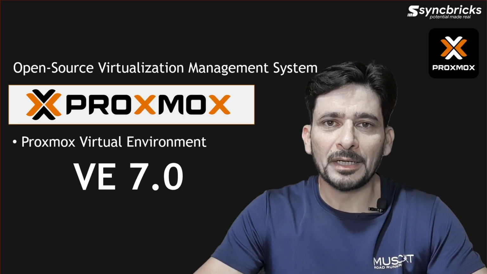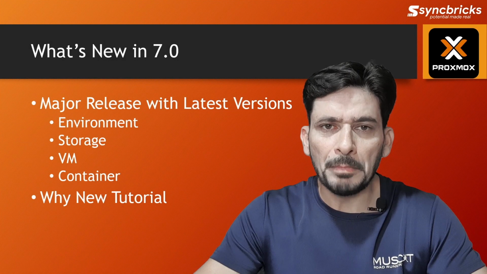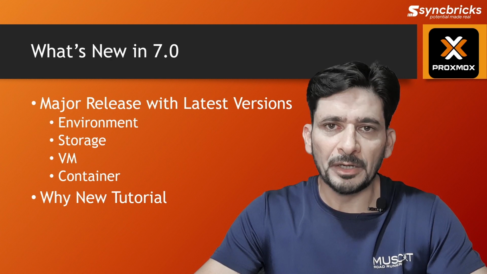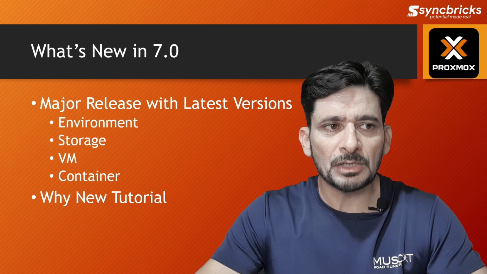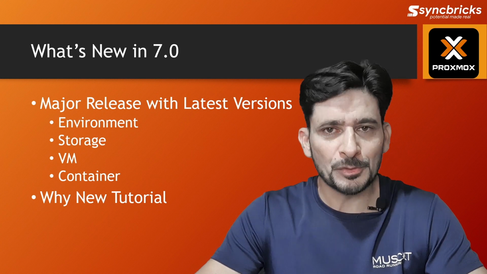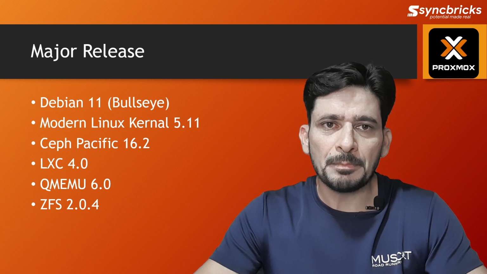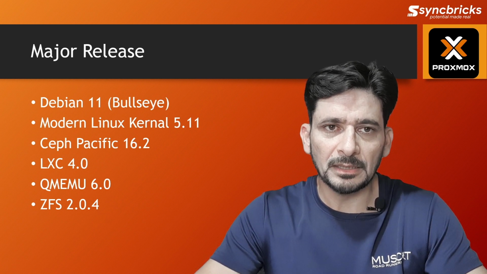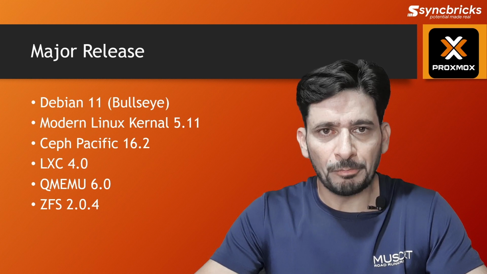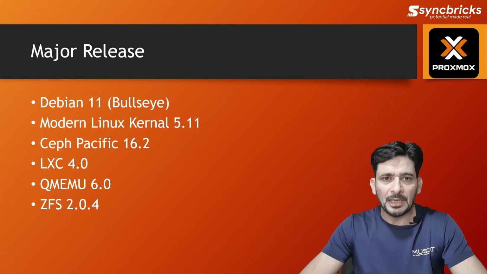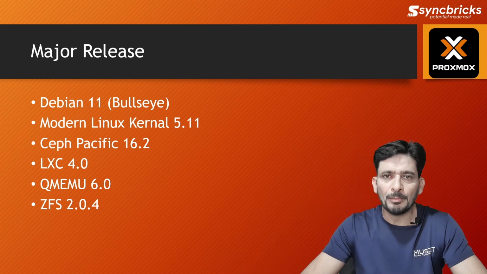Proxmox Virtual Environment VE 7 is in fact a major release by Proxmox, and there are improvements in terms of the environment, storage, VM technology, and container technology. I'll also be talking about why I moved to Proxmox VE 7. The major release is based on Debian 11 Bullseye, which is the base system, with a modern Linux 5.11 kernel, Ceph 16.2 for the storage, and ZFS upgraded to 2.0.0. These are the major improvements.